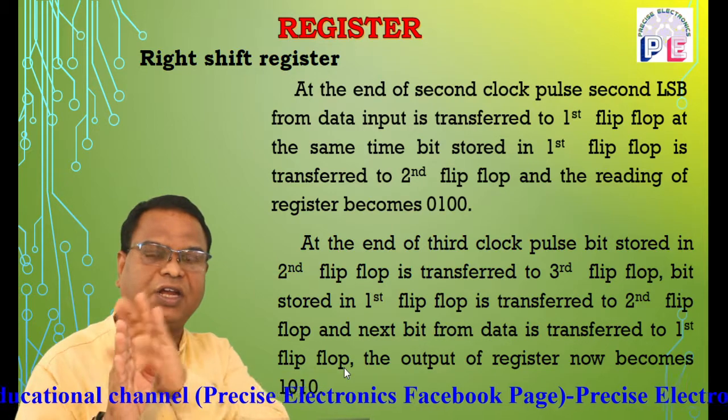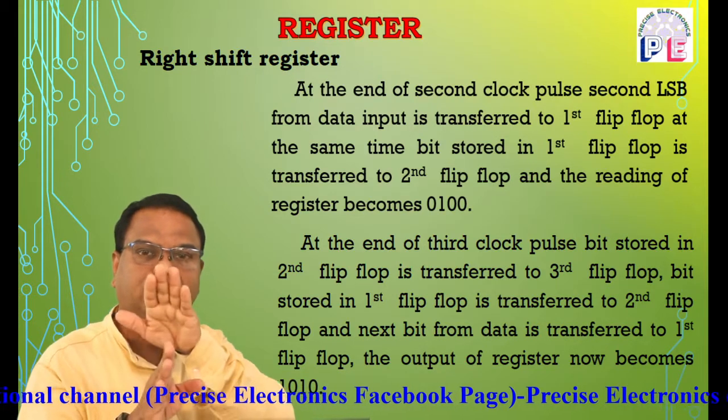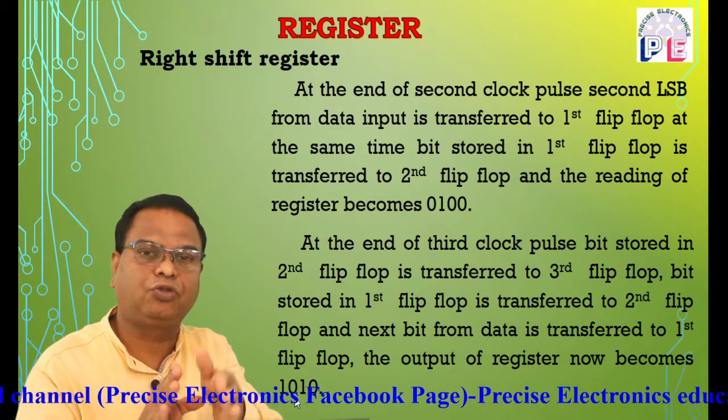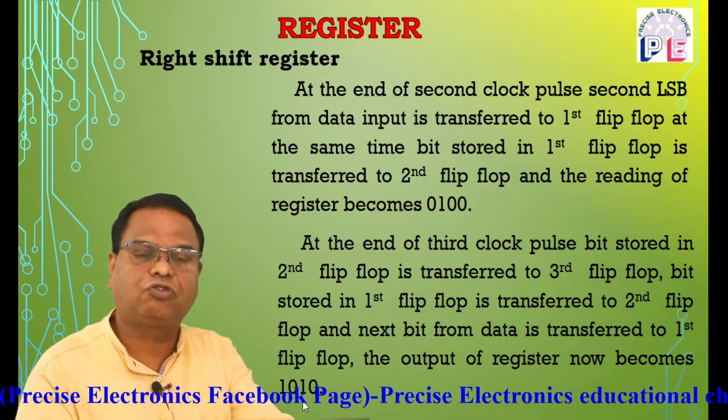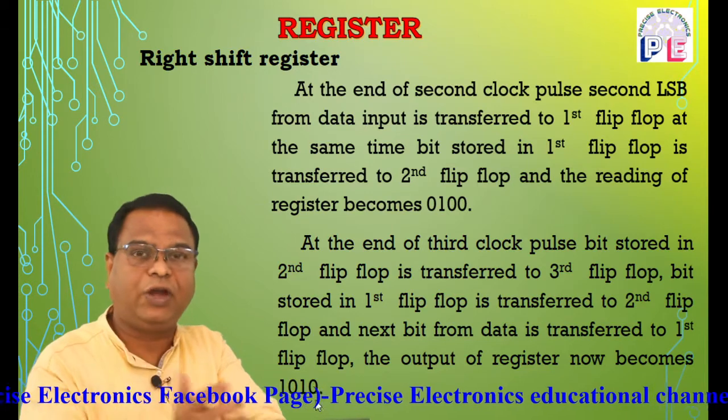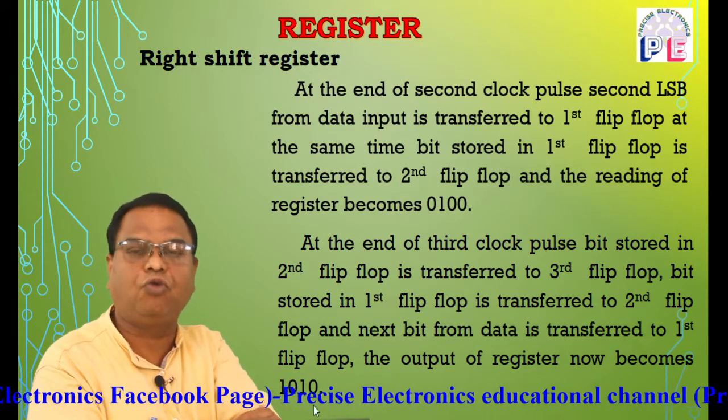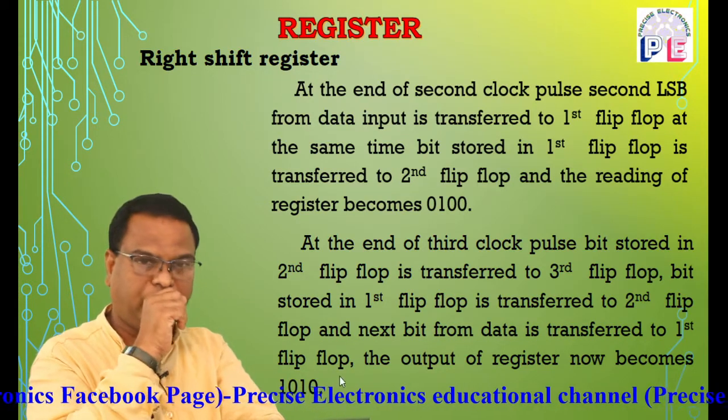The third bit from the data is entered in the first flip flop. The bit stored in the first flip flop shifted to the second. Bit stored in the second flip flop shifted to the third, and so on. So the output at the end of the third clock pulse is now 1 0 1 0.